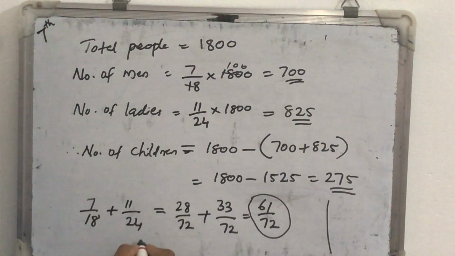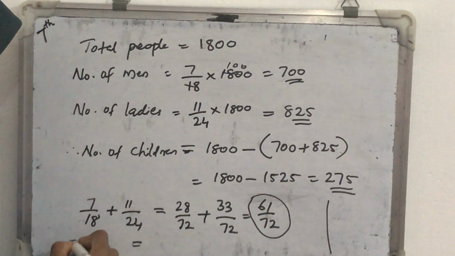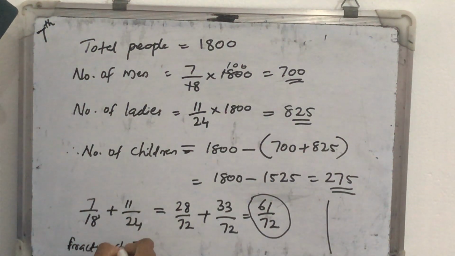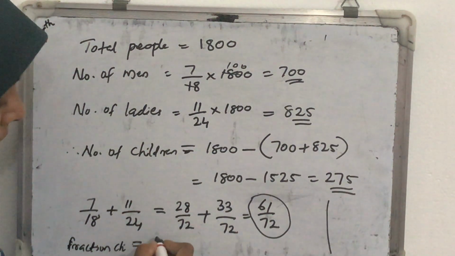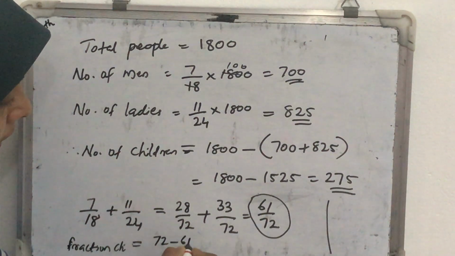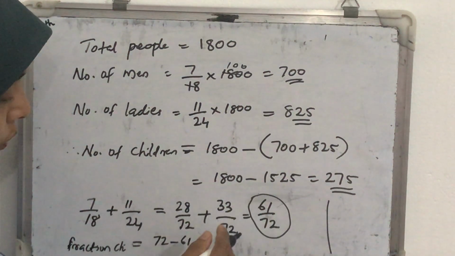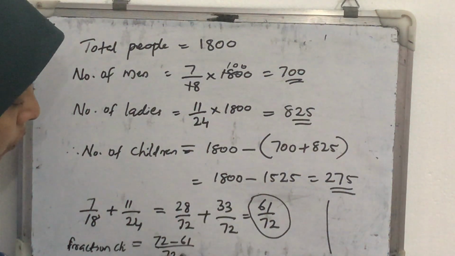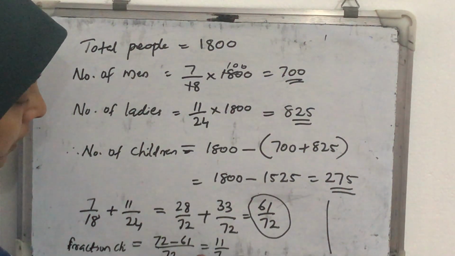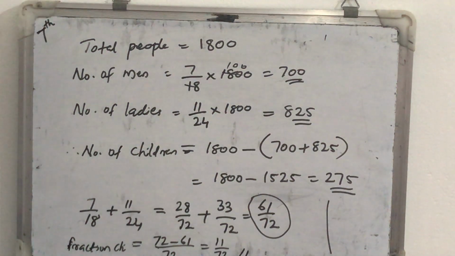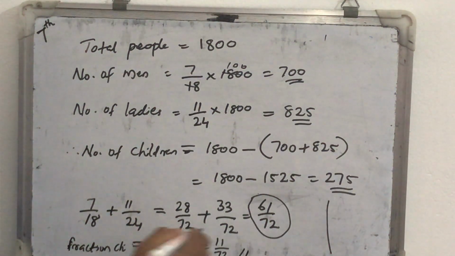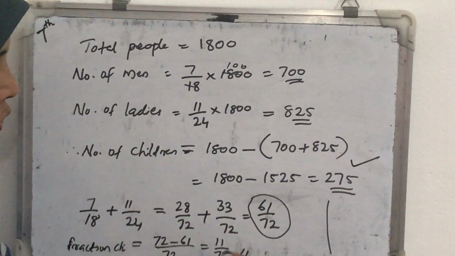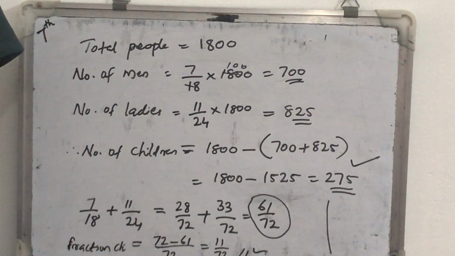So what will be the fraction of children? Therefore, fraction of children equals 72 minus 61. From the total 72, we subtract this 61. So it will be 11 by 72. Now we have both: the number of children we found is 275, and the fraction of children we got is 11 by 72.